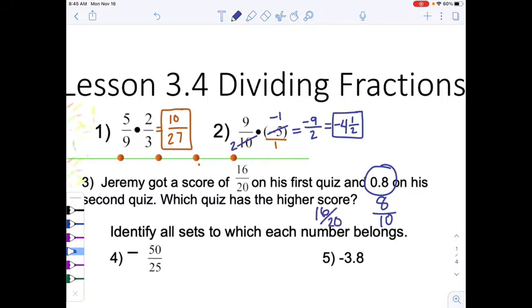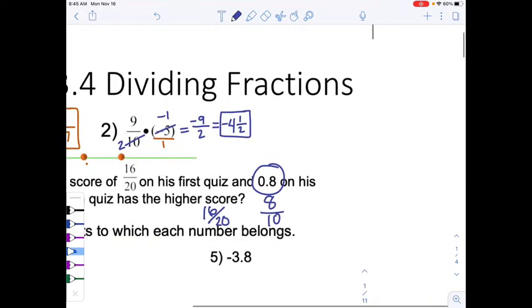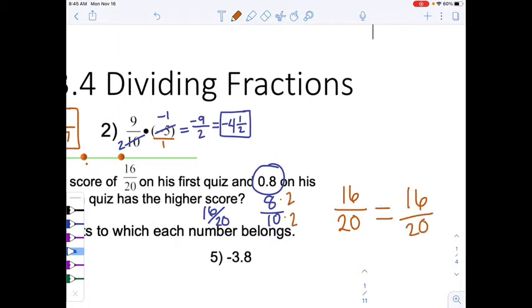But remember, before I can compare, they have to have a common denominator. Well, I can get these to have a common denominator of 20. 16/20 and then 8/10, I multiply both of those by 2, and I get 16/20. So in this case, he got an equal score on both.